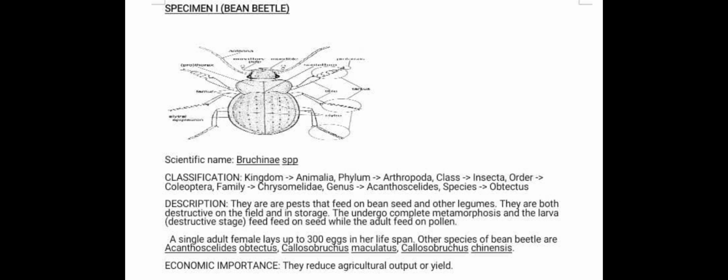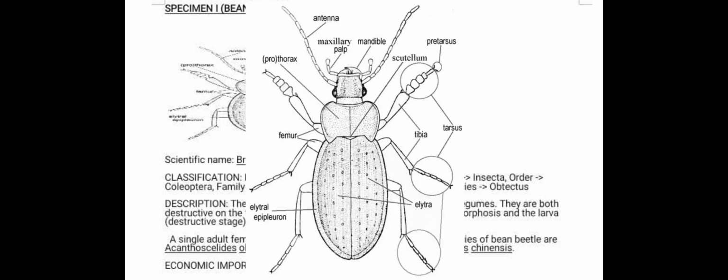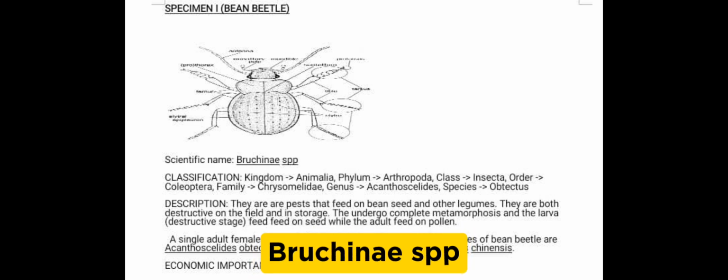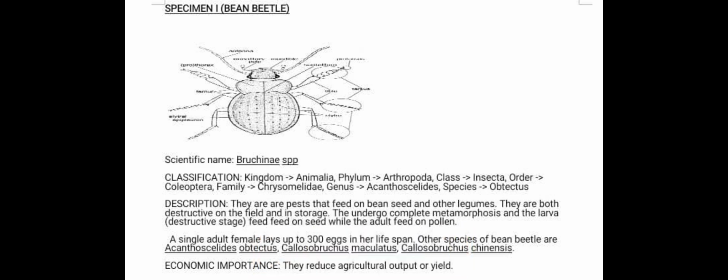So we move to specimen I, which is a bean beetle. You could be told to identify specimen I, so you are simply going to write a bean beetle. So next, scientific name. The scientific name is Bruchus spp. So we are not going to bother ourselves with the classification. So move to the description.